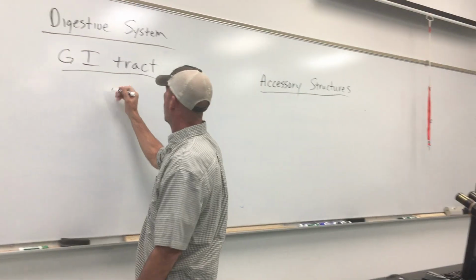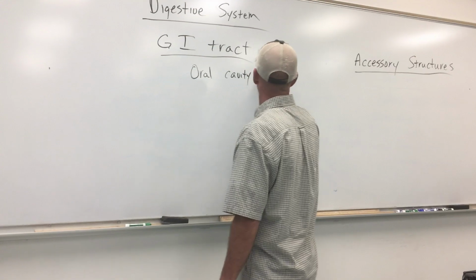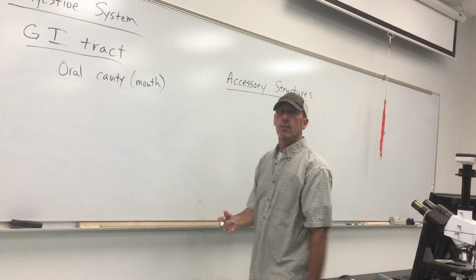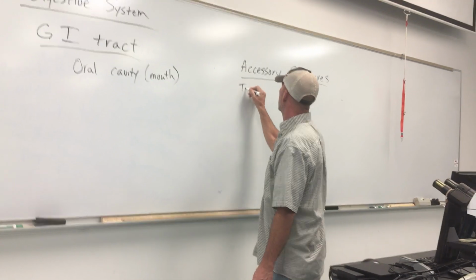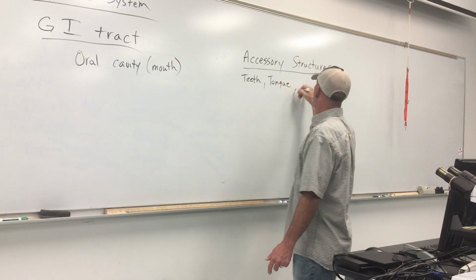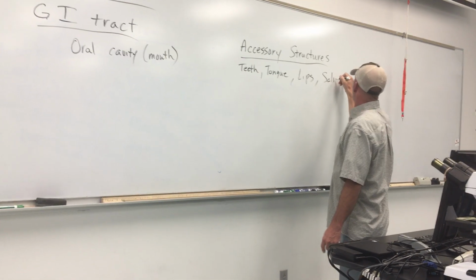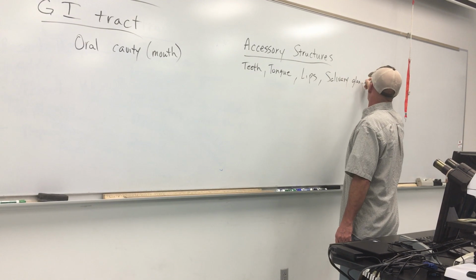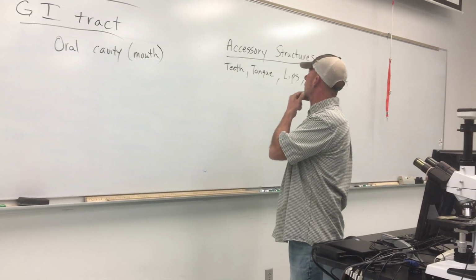For example, if we start with the beginning of the GI tract, the oral cavity or the mouth, there are several different structures involved that the food doesn't pass through. So we have the teeth, we have the tongue, we have lips, cheeks, all these different things, salivary glands. All these structures, the food or liquid does not pass through. So we consider them accessory in nature, as opposed to the intestinal tract.